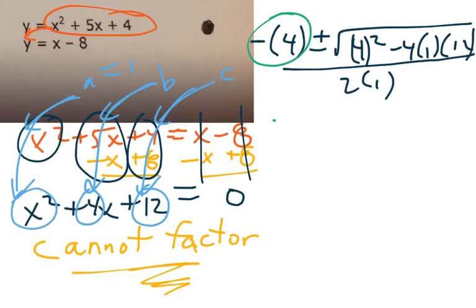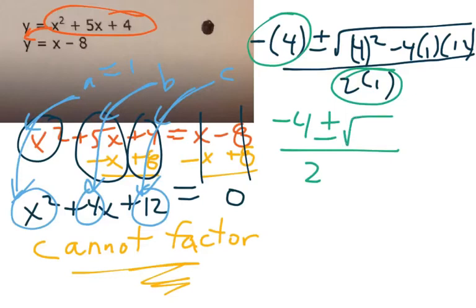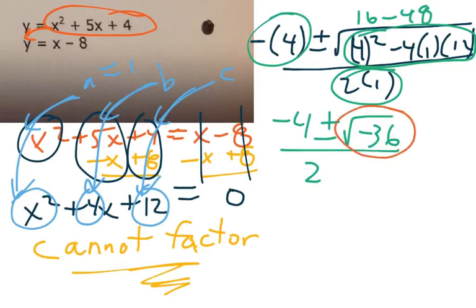I know negative of 4, of course, is negative 4. I know 2 times 1 is 2. Plus or minus square root. If you do this in here correctly, guys, you will get 16 minus 48, and that's negative 36. Guys, can we do the square root? Look right here in red. Can we do the square root of negative 36? No. So we have that special case where we have no real solutions.